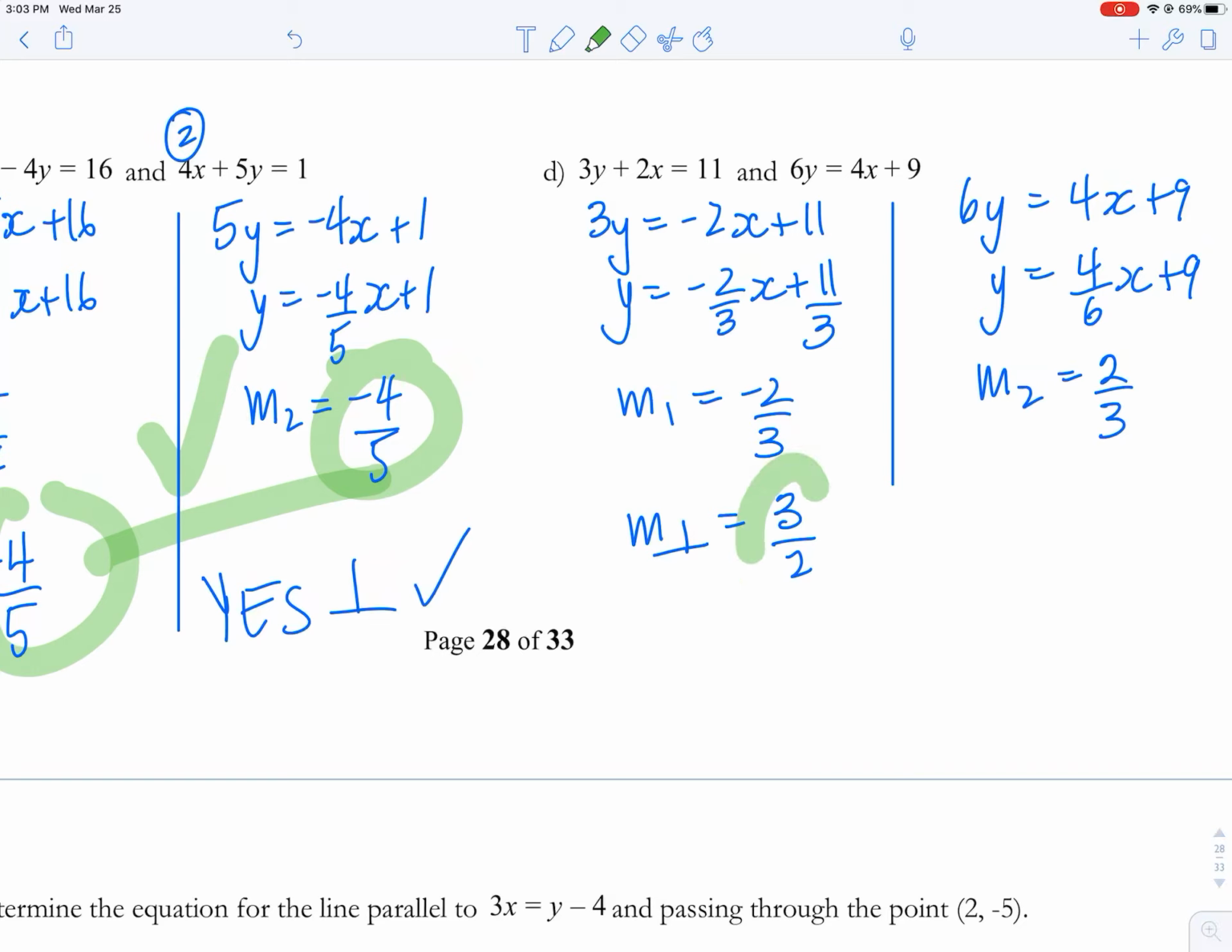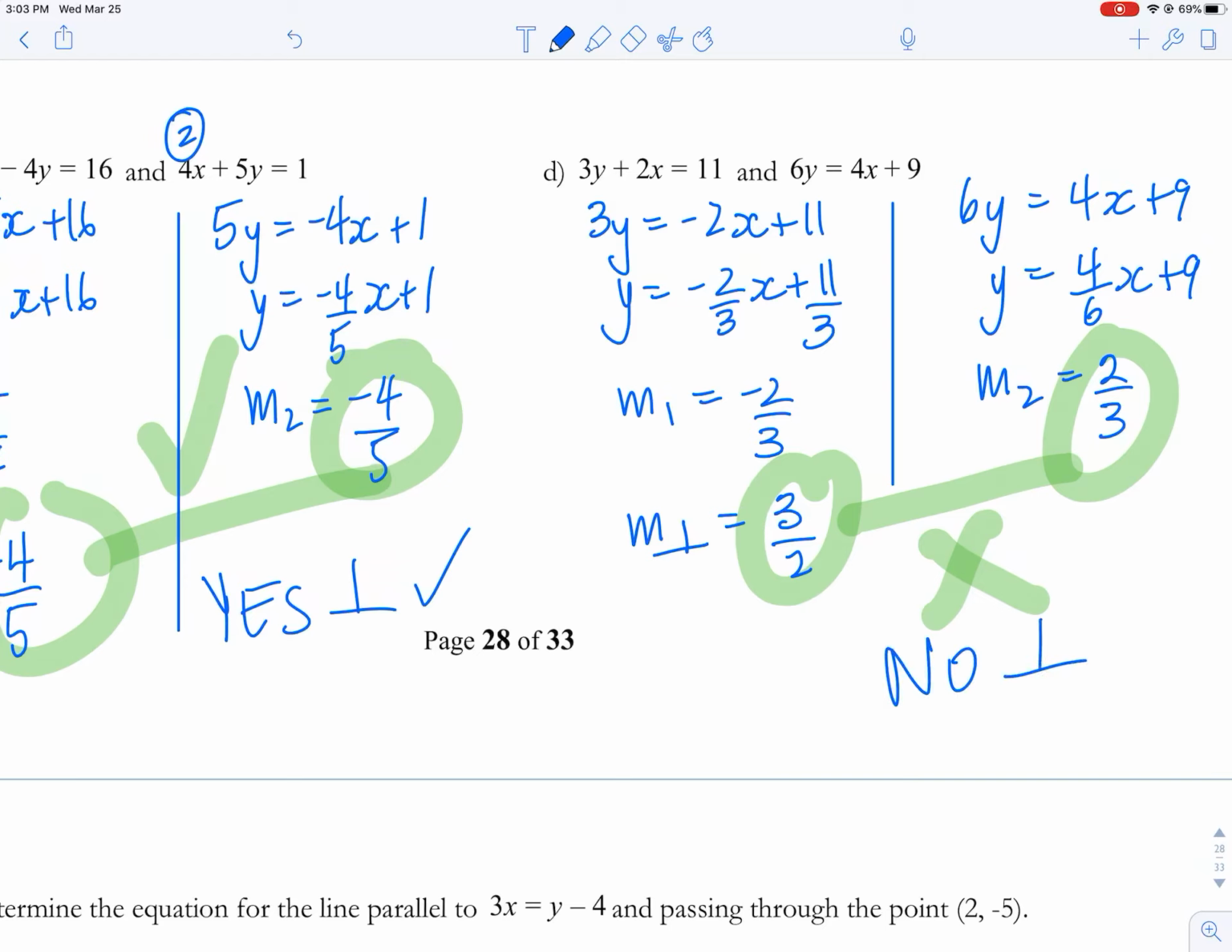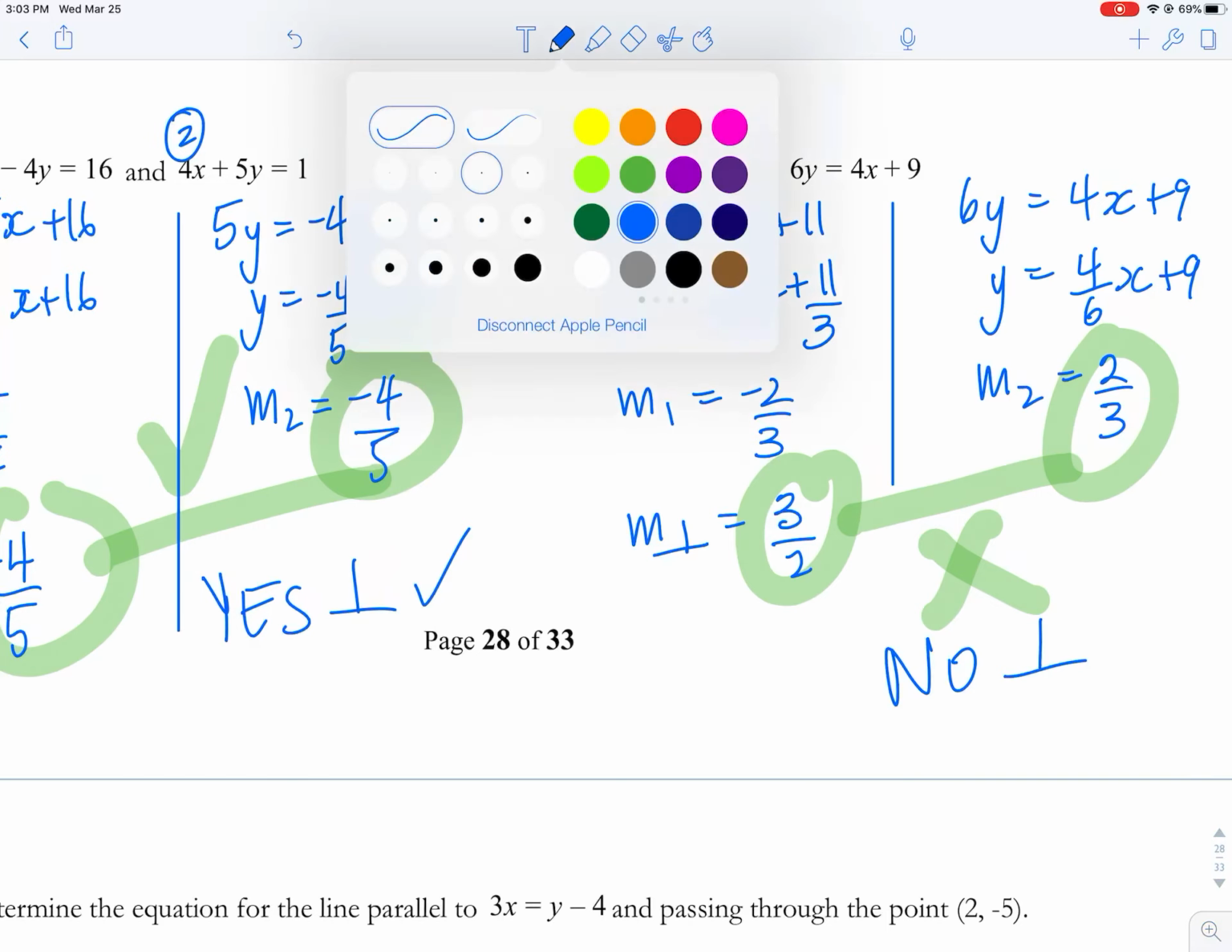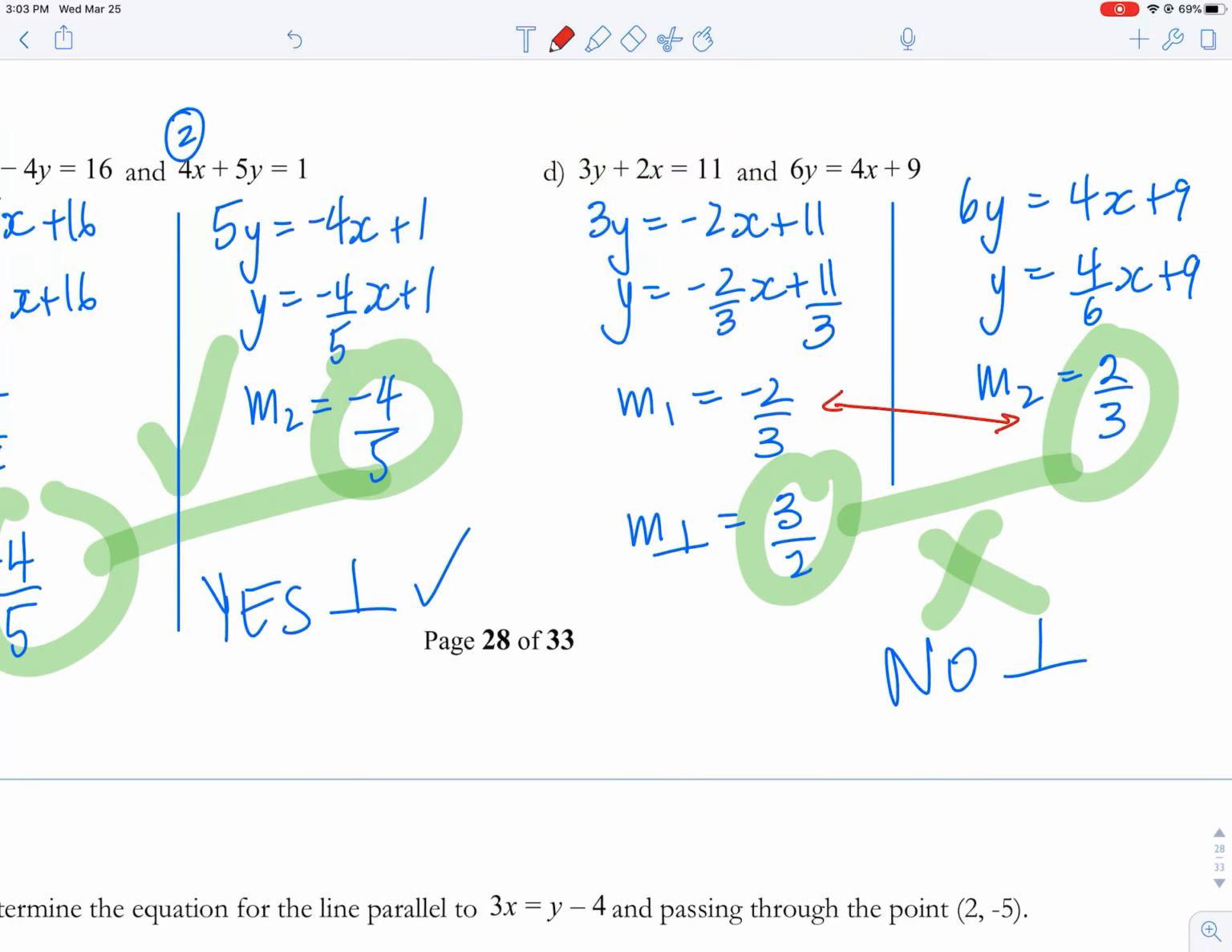And when we look at these, they're close. They flip, but it's not a negative reciprocal. So, sorry, when we look, they're both positive, but one is the flip of the other. But either way, they are not equal to each other. These two are not negative reciprocals. And these guys here are just not equal. But either way, it's not perpendicular.